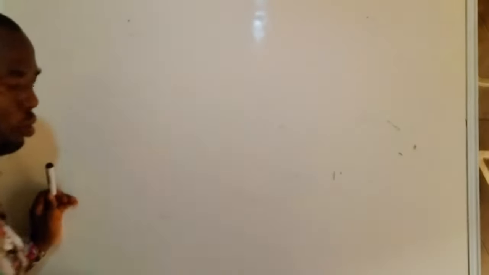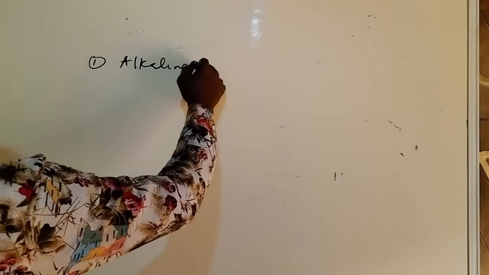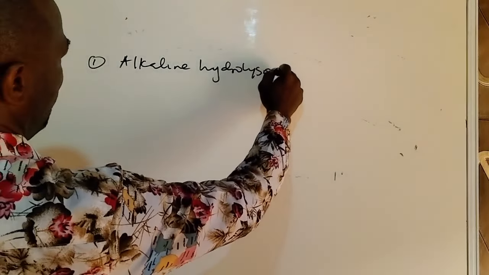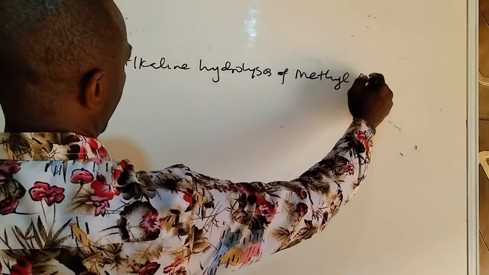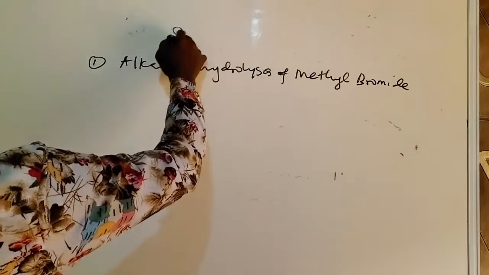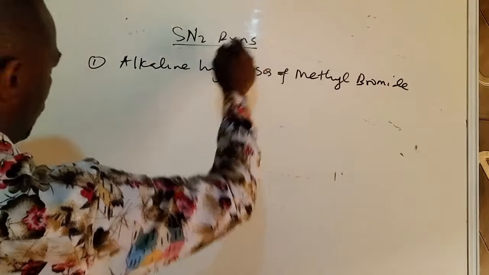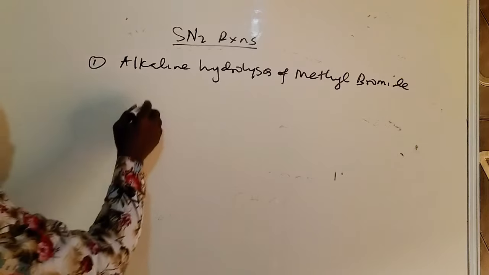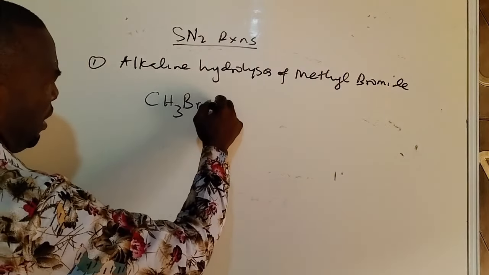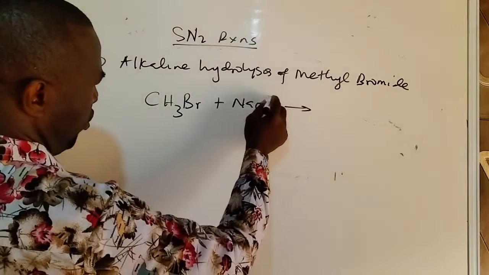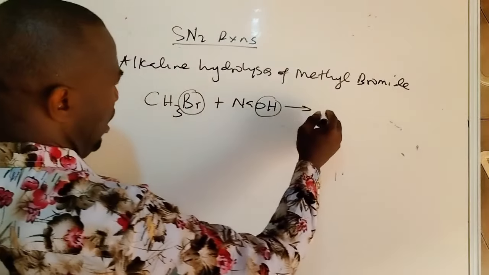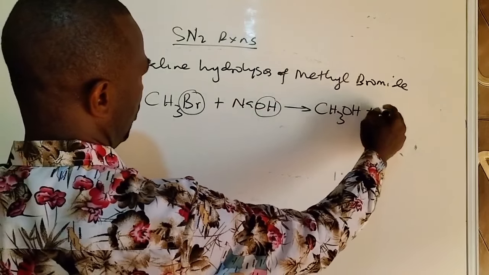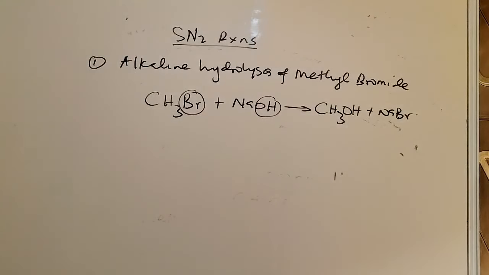The first one is the alkaline hydrolysis of methyl bromide. So we're looking at SN2 reactions, the mechanism, how it goes. The equation can go like this. This is methyl bromide. Alkali means the presence of sodium hydroxide, where the nucleophile replaces the bromide ion. Now CH3OH plus sodium bromide.